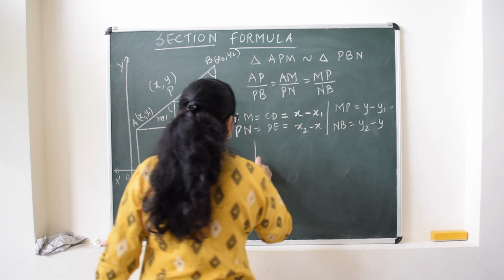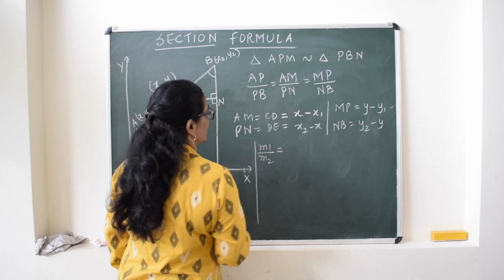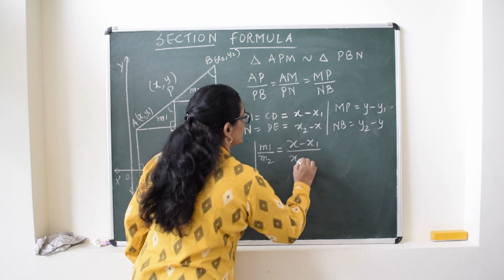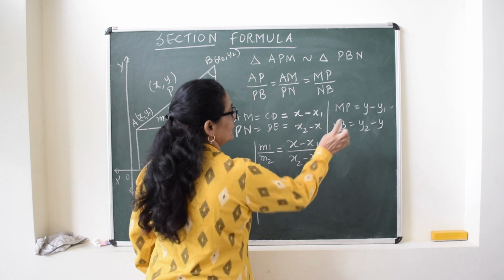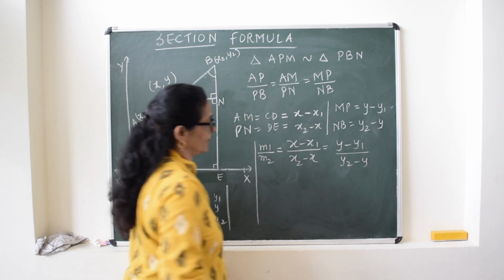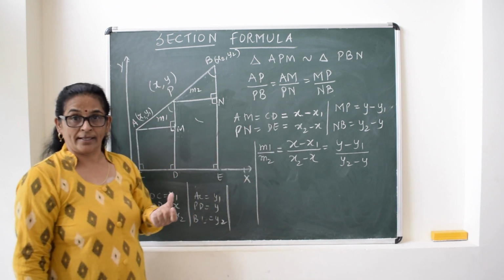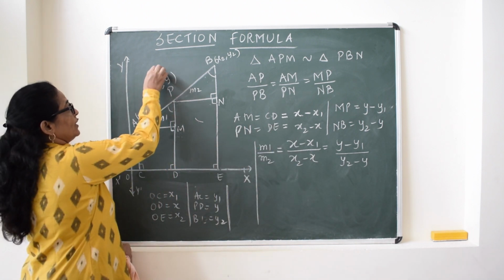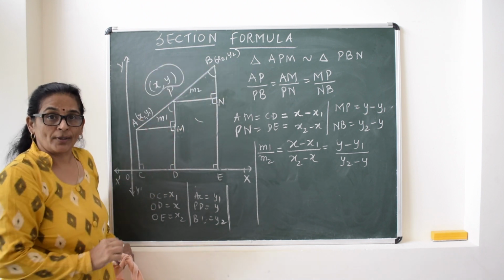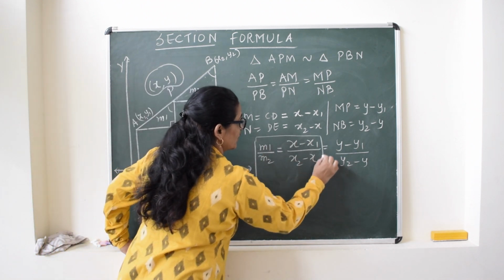These are all the sides which we have to substitute in the ratios. Now let's see. m1 upon m2 is equal to AM, which is x minus x1, upon PN, which is x2 minus x, is equal to y minus y1 upon y2 minus y. So what have we observed? These three quantities are equal. Two at a time we will take. It will give us the values of x and y in terms of the coordinates and the ratio m1 and m2. So one at a time we will take and cross multiply.